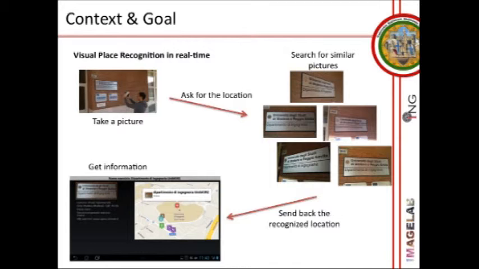So what I do is take a picture of the shop, of whatever, and we ask the remote server for the location. The server has some images of that place with some information related to it, such as GPS position and other kinds of information, that are sent back to the user.